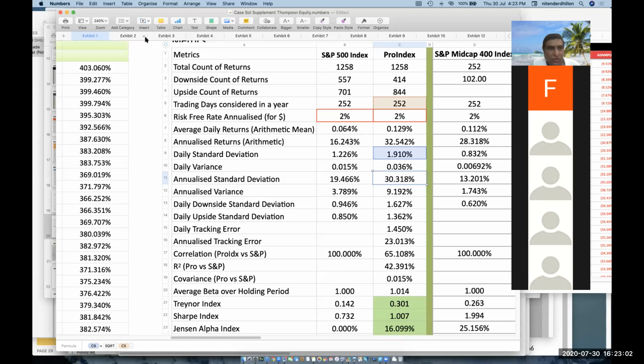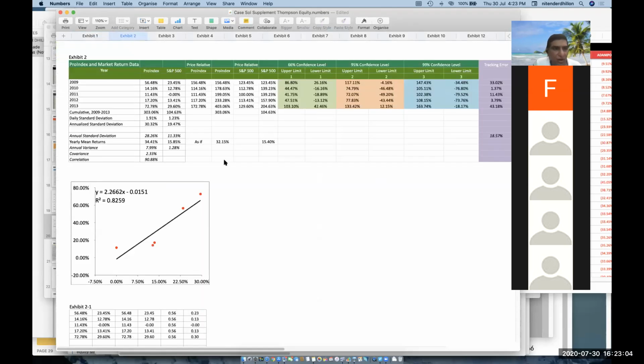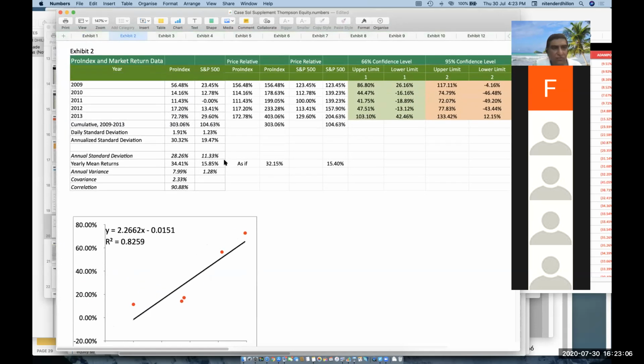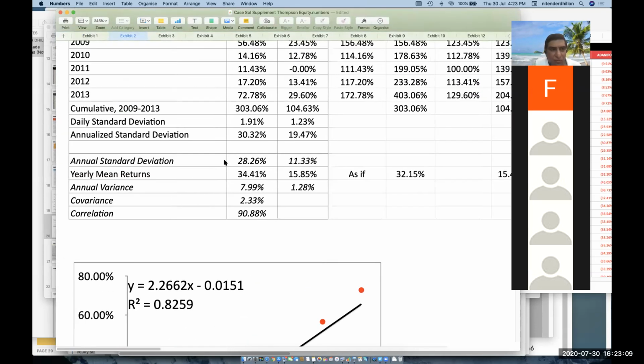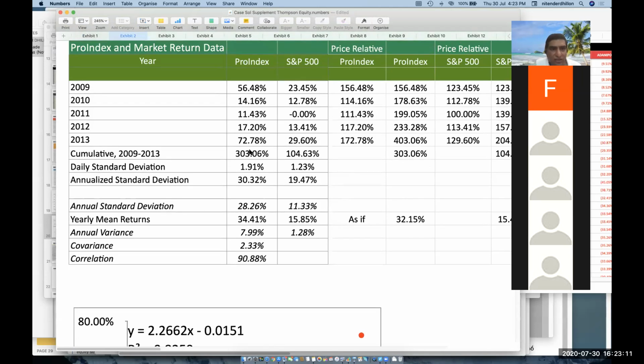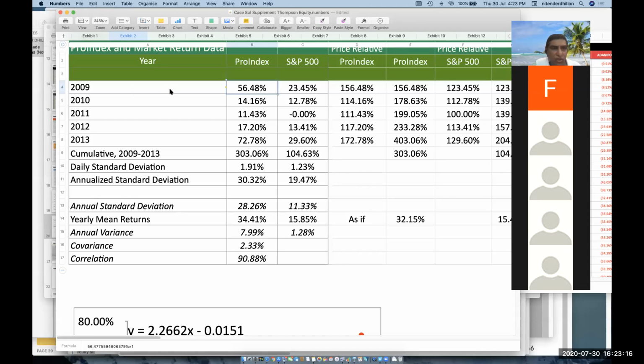So I'm just going across into exhibit 2, and let's see how we use these numbers. So this is simple. I'm just moving away from the daily formula into the yearly formulas. So the return on a yearly basis, beginning of 2009 to end of 2009, was 56%. Beginning of 2010 to end of 2010 was 14%. Beginning of 2011, end of 2011 was 11%, and like this up to 2013. Now, if I have to work out a cumulative return based on these 5 data points, how do I work it out?